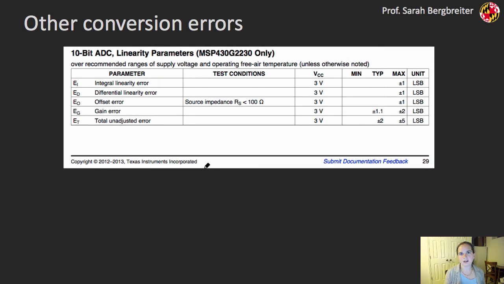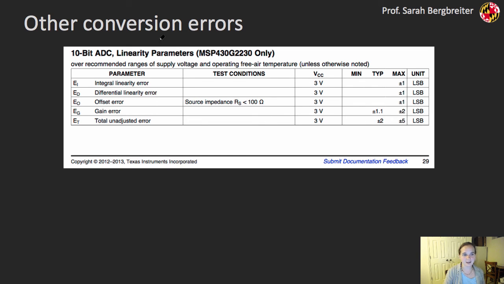And finally, there are a lot of other errors that can creep in. In fact, these can be more significant than the quantization error. The quantization error is just a result of how we create the ADC, but I can also have a lot of other errors. I can have linearity errors, I can have offset and gain errors. And typically I'm looking at plus or minus a couple LSB here.